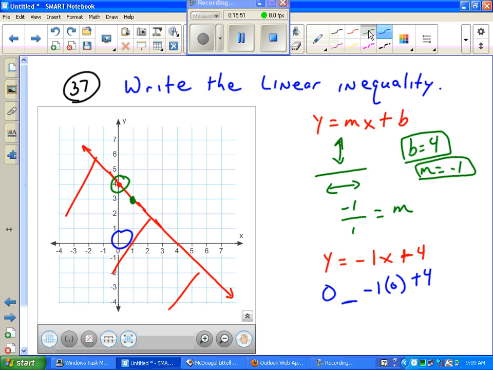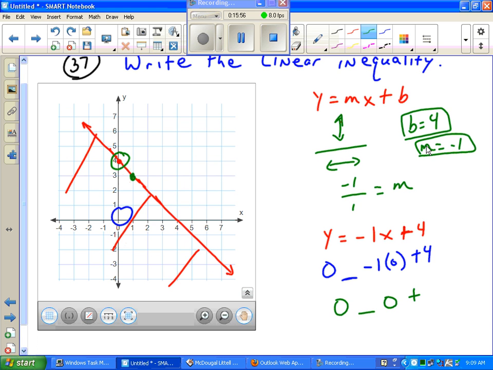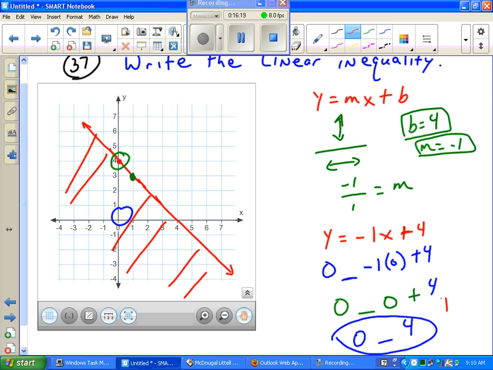Again, anything times 0 is 0, plus 4. So 0 is something 4. Based on this, we're going to say it's less than or greater than, depending on whether we want a true statement or not. Notice we're shading to the same side as 0, 0. Since you're shading to the same side, that means it's true for 0, 0. Therefore, we want a true statement. So in order to have a true statement, we have to say 0 is less than the number 4.